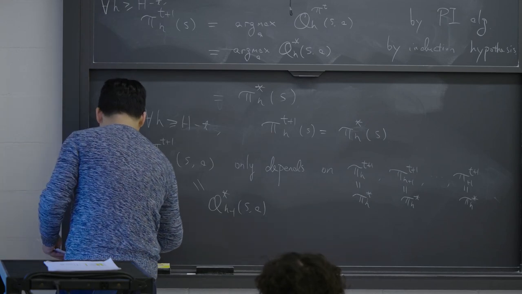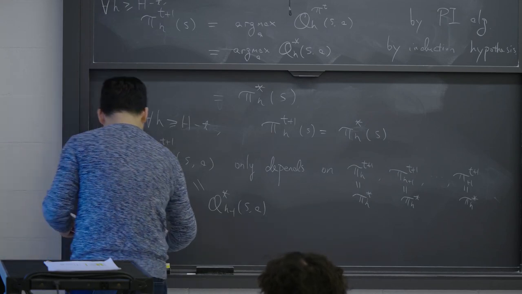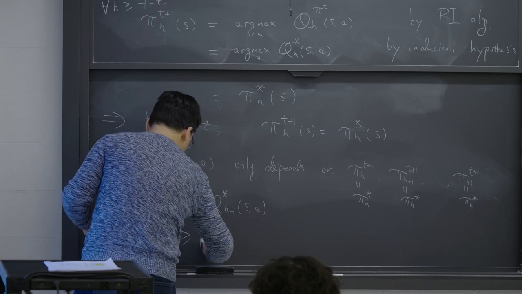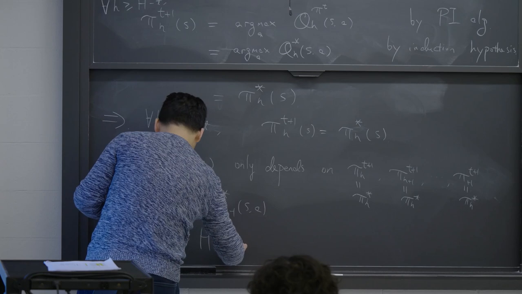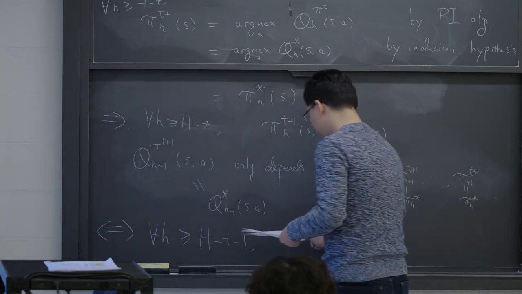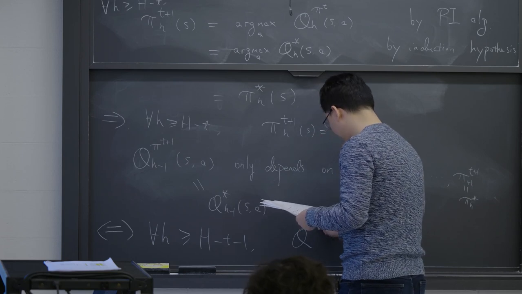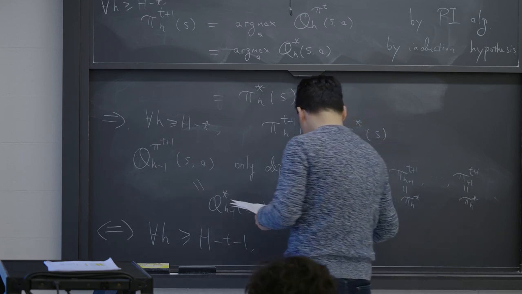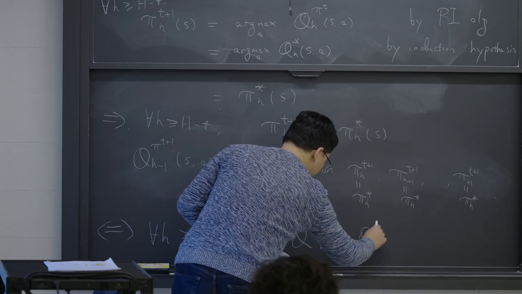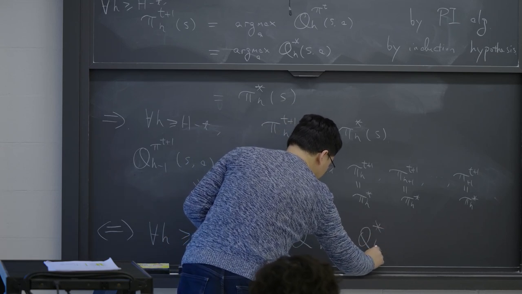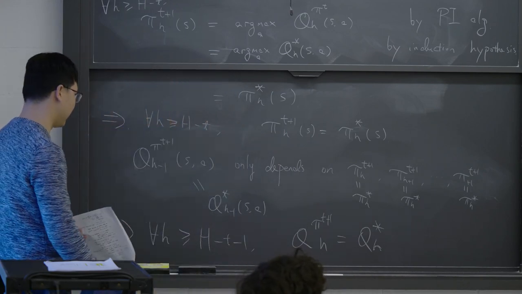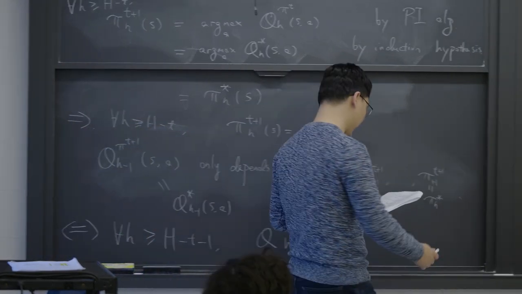So this is also equivalent to say, with some reindexing, for any h greater than capital H minus t minus 1, we have our value Q pi t plus 1 h equal to the optimal value Q star h. And this is what we want to say in the induction hypothesis. And so we finish the proof.